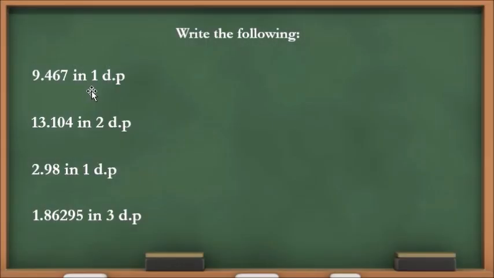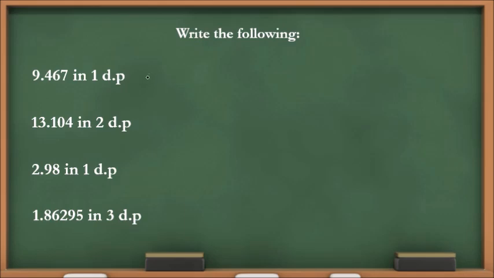Yes, we're told to write these numbers in decimal places. This one, one decimal place here, 9.467, and we've got 13.104 in two decimal places. We've got 2.98 in one decimal place, and finally 1.86295 in three decimal places.